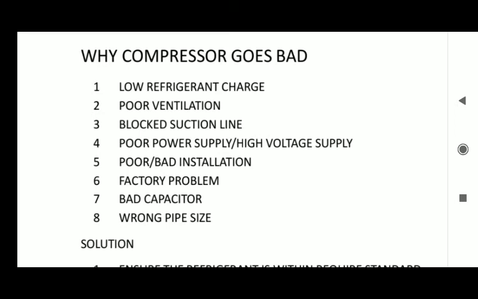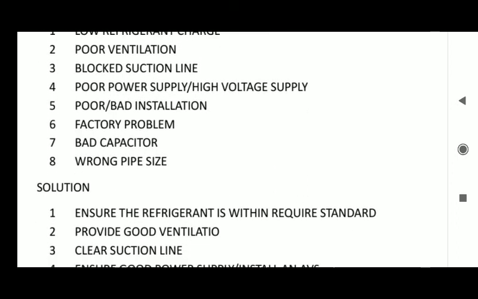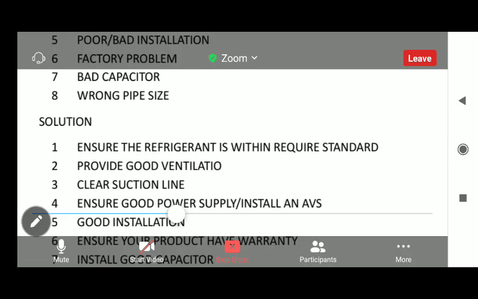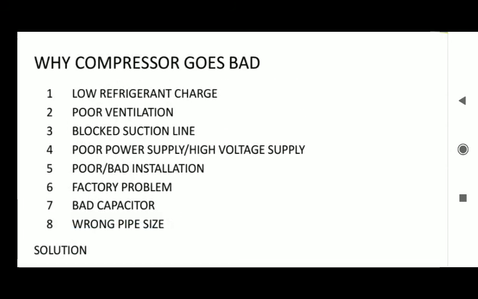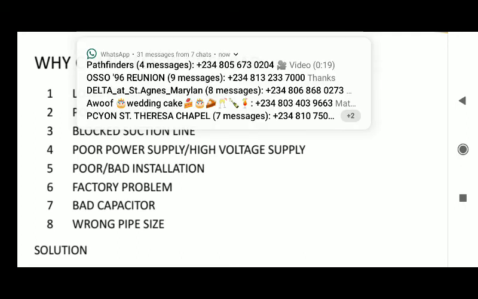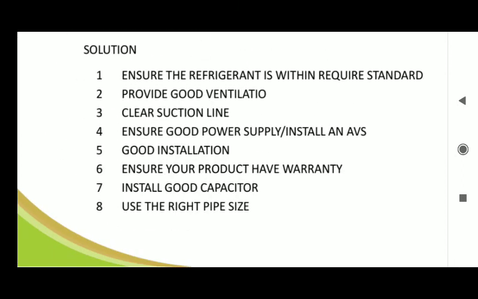The wrong pipe size: you must use the required size of pipes for your compressor. Where they mention 1/4 inch of a pipe, do not use 1/2 inch. When they mention 3/4 of a pipe, do not use 1/2 inch or 1/4 of a pipe. So that is a warning. Then the solution: ensure the refrigerant is within the required standard. When you are charging your system, there's a particular pressure that it must attain before you know that the compressor has gotten the required refrigerant. If it doesn't get it, then you are not good to go. You can't commission your AC.